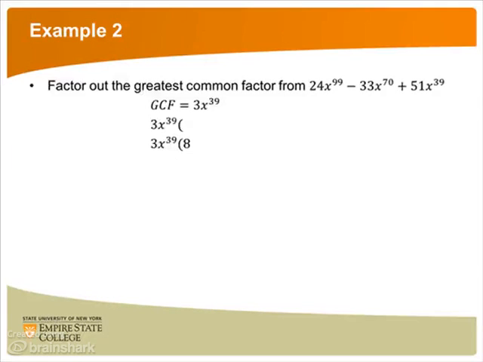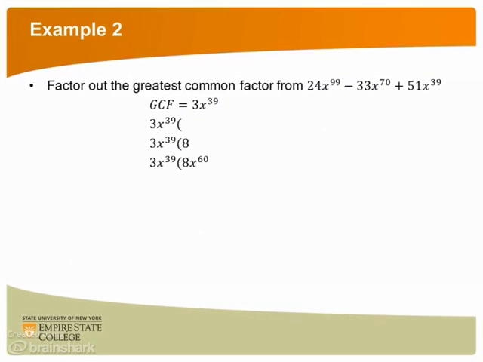3 divides into 24 8 times. We had x to the 99th, but we divided out 39 of those powers of x. We are left with x to the 60th power. Now we work on the next term.